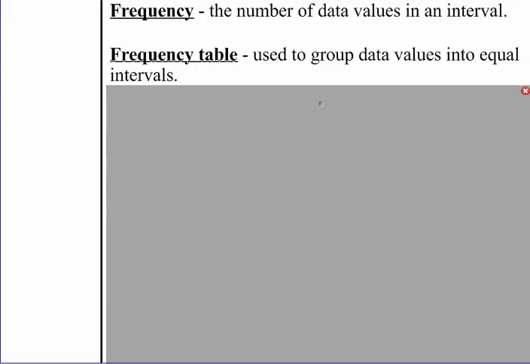Next is the frequency table. Okay, so we're going to use the frequency table to help us identify how many data values there are in an interval. So the frequency table is used to group data values into equal intervals.